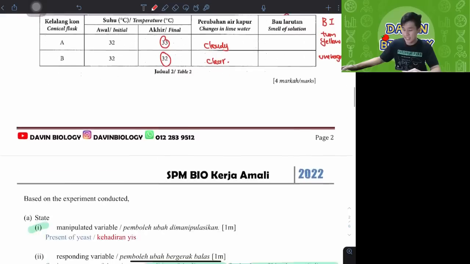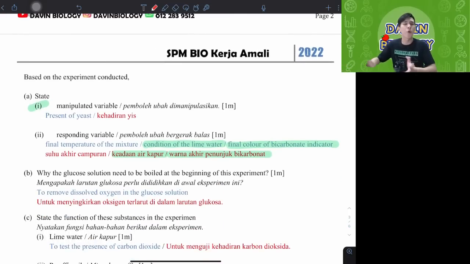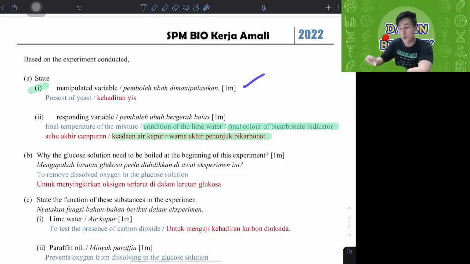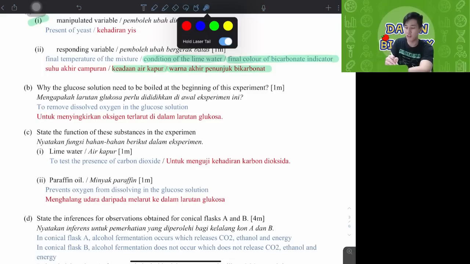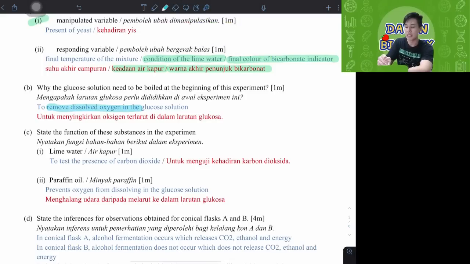Right, then let me just go through a few example questions they might ask. Sometimes they will ask about variables. Very easy, right? We already talked about that. Next, the questions here are related to your knowledge regarding the experiment. Like we mentioned just now, why does the glucose solution need to be boiled? I already told you, that is to remove dissolved oxygen.